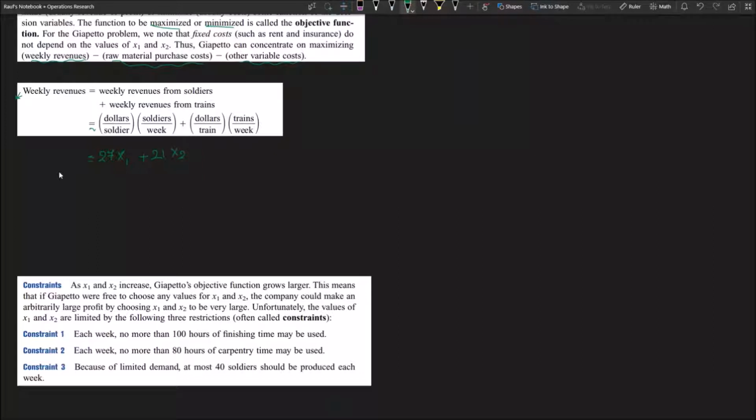Also, we can say the weekly raw material cost to be equal to, we said its overhead cost increased by the soldiers is 10 multiplied by x1, because depending on the number of soldiers we produce per week, plus 9 for the trains multiplied by x2.